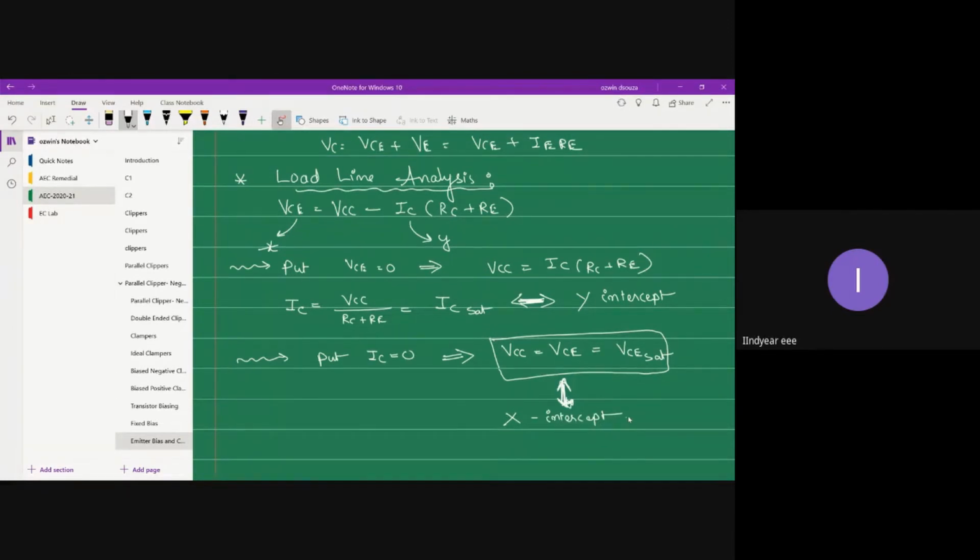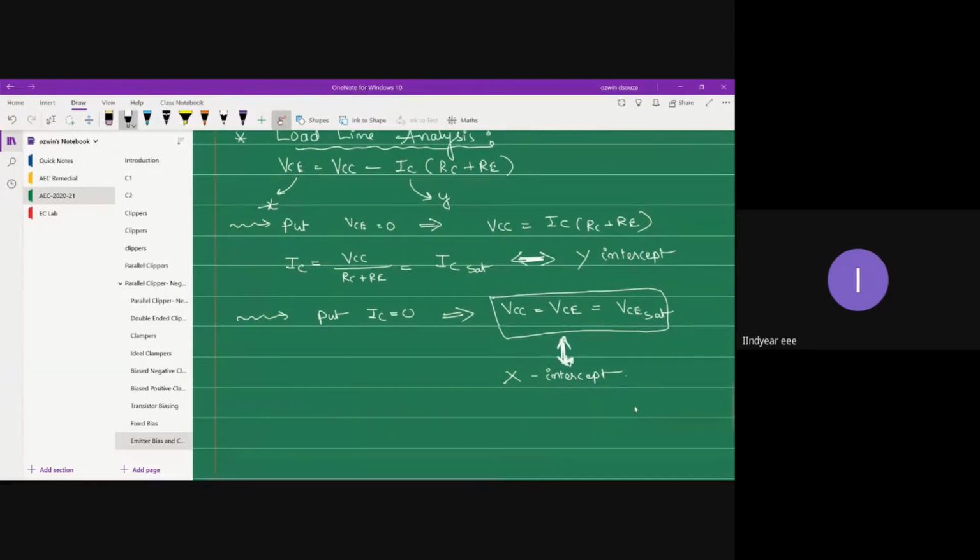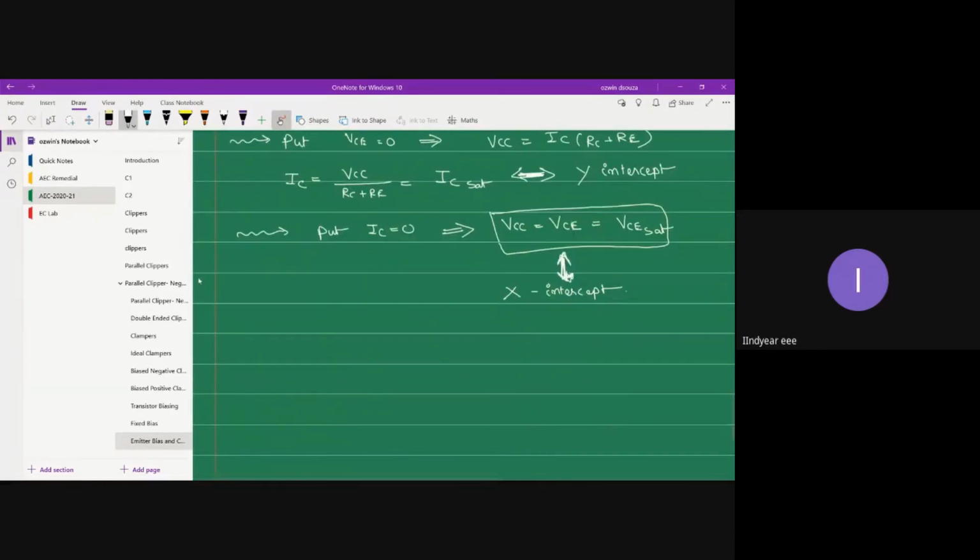X-intercept. Okay, so having known the x and y intercepts, you can draw the load line graph. Let's quickly construct it. Draw the y-axis, then your x-axis. Name the axes. This is your current axis. This is your voltage axis, expressed in volts, and the current is normally expressed in milliamperes.